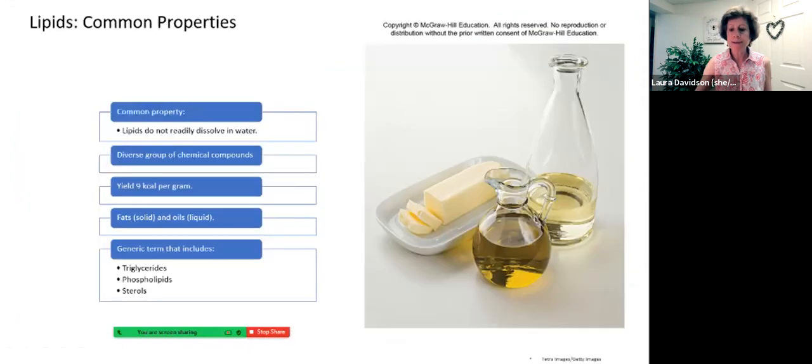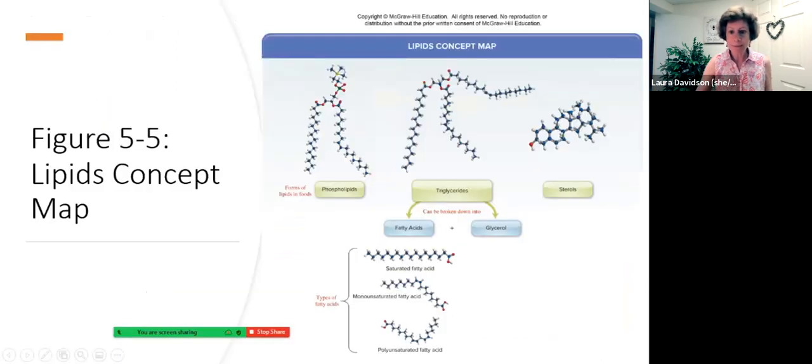Certainly, there are reasons to discuss them all as one category, and some of the common characteristics are here. They are all high in calories, density wise. They include triglycerides, phospholipids, and sterols, and they don't dissolve easily in water. But when we dig into the concept map, that's when we see differences.